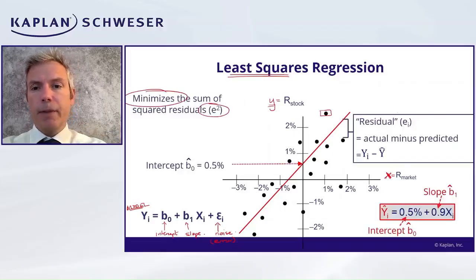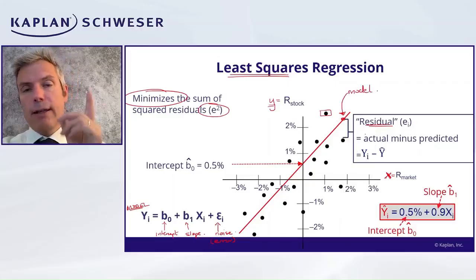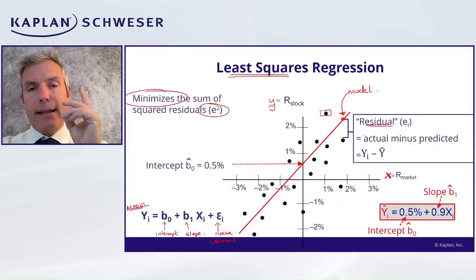So what's a residual? A residual is the difference between our model, which is the line, and what's actually observed. Now the model gets a letter, y hat. That's your model.